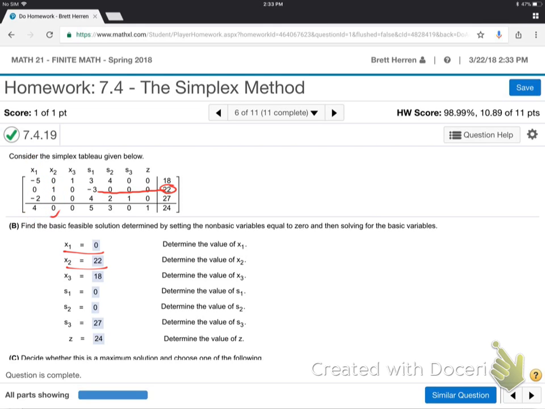All right, let's keep going. How about x3? He's all zeros and a 1. He's basic. So then take the 1 and shoot to the right. 18. How about S1? S1, he's just 0. He's not all zeros and a 1. S2, he's just 0. S3? So shoot over, 27. And Z is always 24. Always the lower right corner for Z. That'll never change. The other ones will move around, but Z won't.